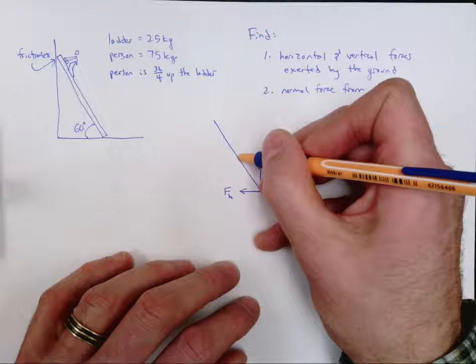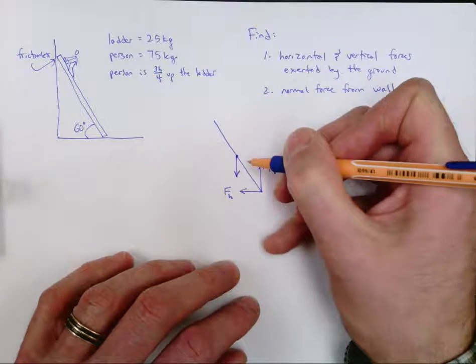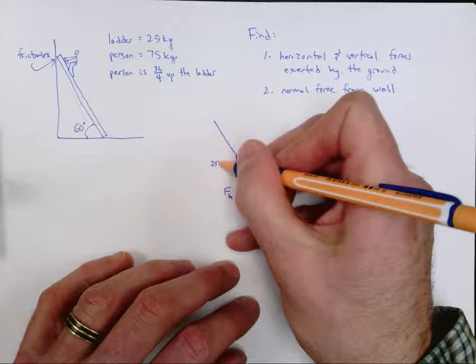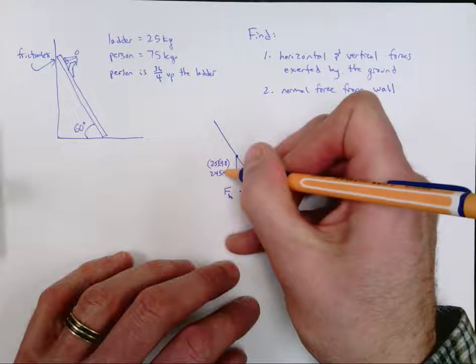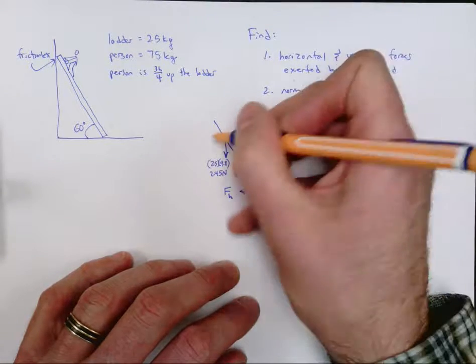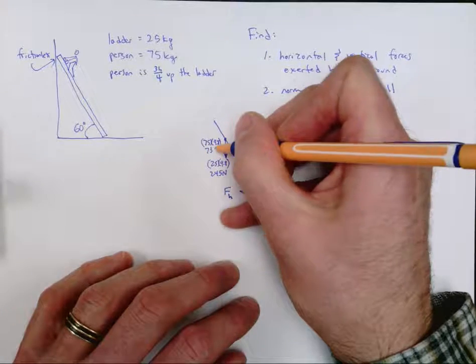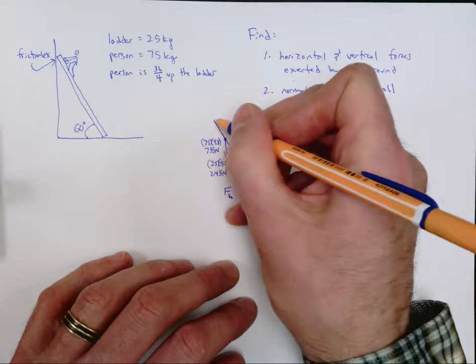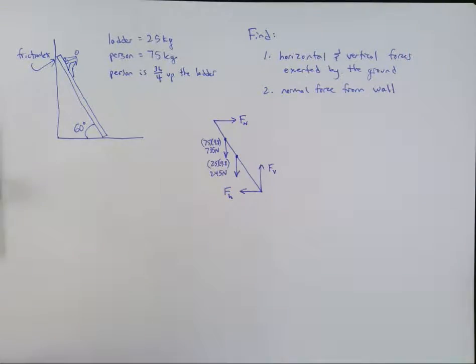The ladder itself has weight. I'm going to draw that coming from the center of mass. And that is going to be 25 times 9.8, which is 245 newtons. And then we have a person up here who also has weight, and that's going to be 75 times 9.8, which is 735 newtons. Finally, we have the wall pushing outward. I'm going to call that Fn for normal force.